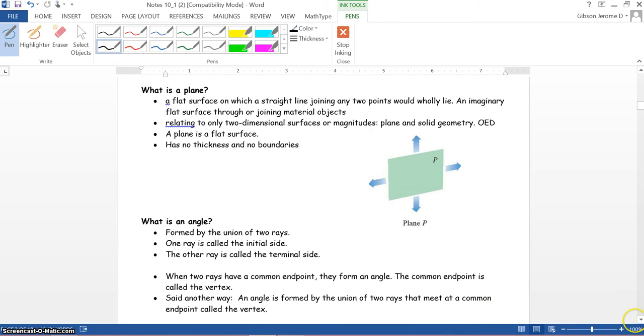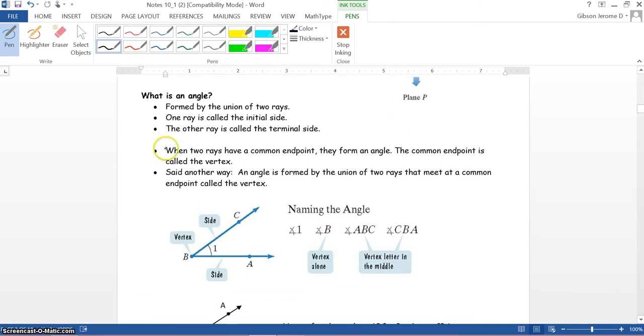It says here, what is an angle? Now this is very, very important, because we're going to deal with a lot of angles.